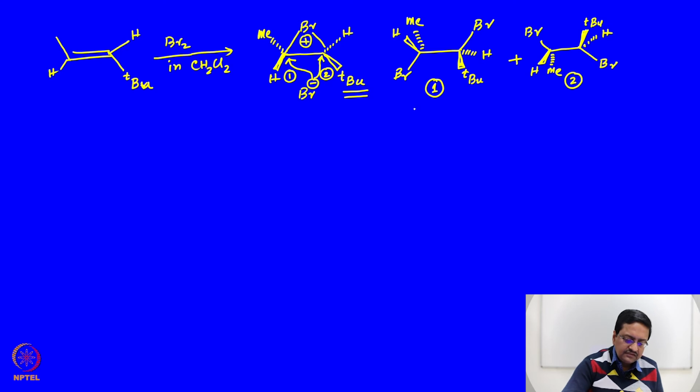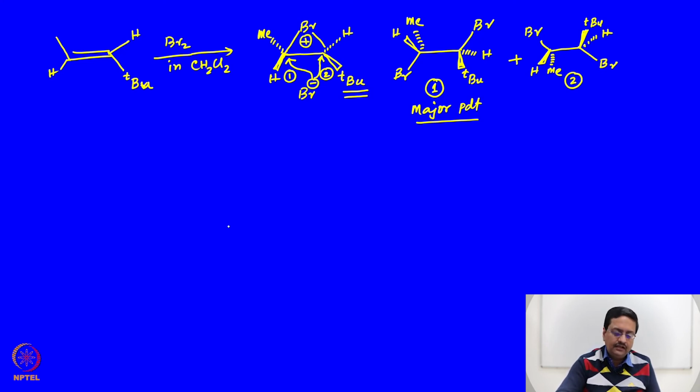And this is the major product, because bromine Br minus, when it attacks 1, has more preference because of less hindrance in reacting. So this enantiomer gets preference over the other enantiomer. So the enantiomer 2 is the minor product. So here two enantiomers are formed, and these two enantiomers are formed in unequal amount.